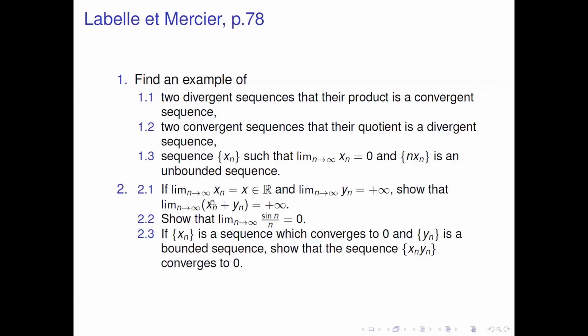1. If limit xn equals a real number x and the limit yn is infinity, show that the limit xn plus yn is infinity. 2. Show that this limit equals 0. 3. If xn is a sequence which converges to 0 and yn is a bounded sequence, show that the sequence xn yn converges to 0.